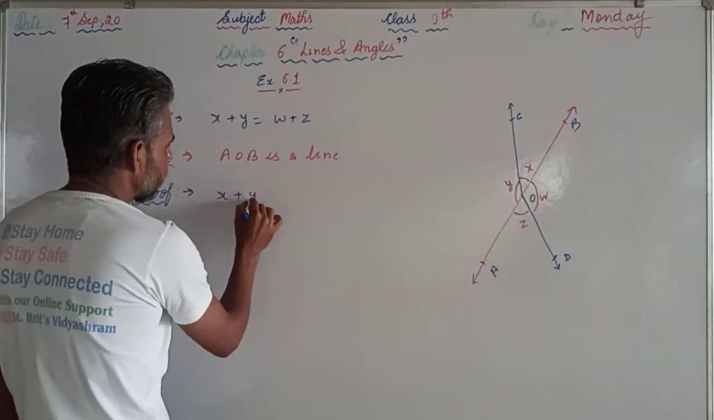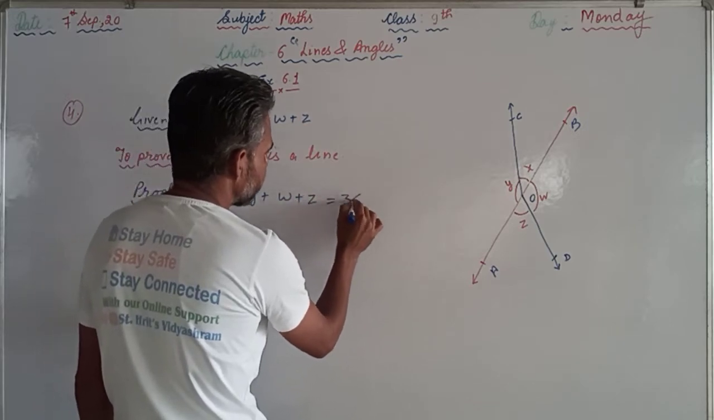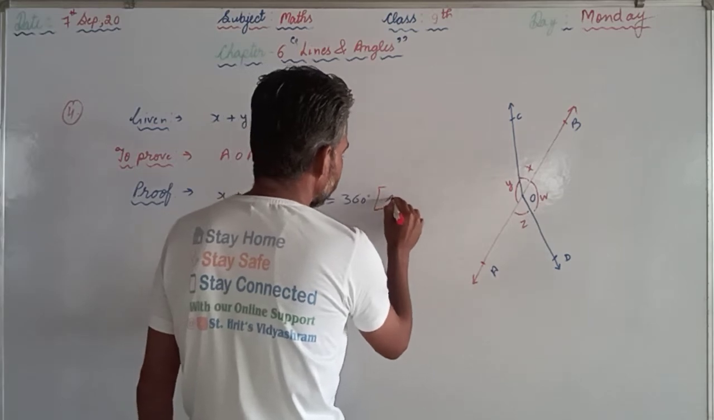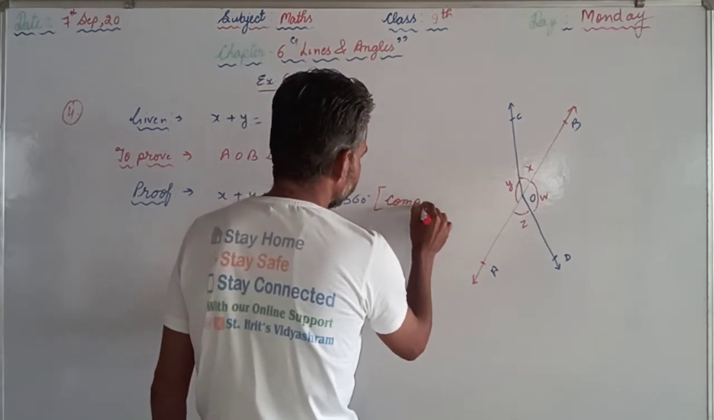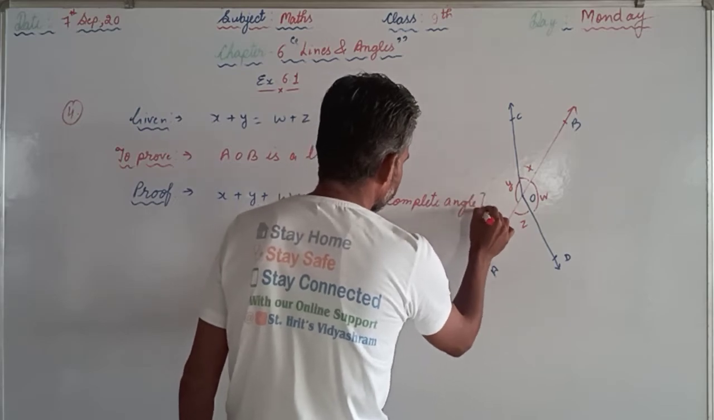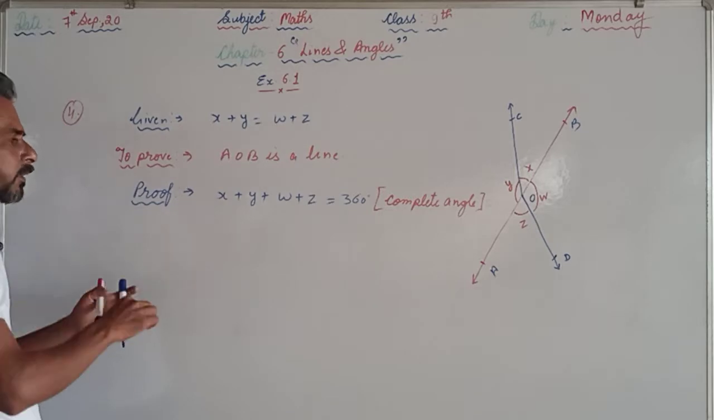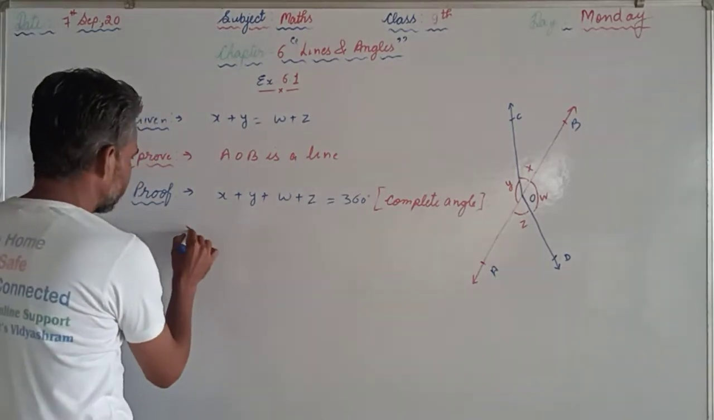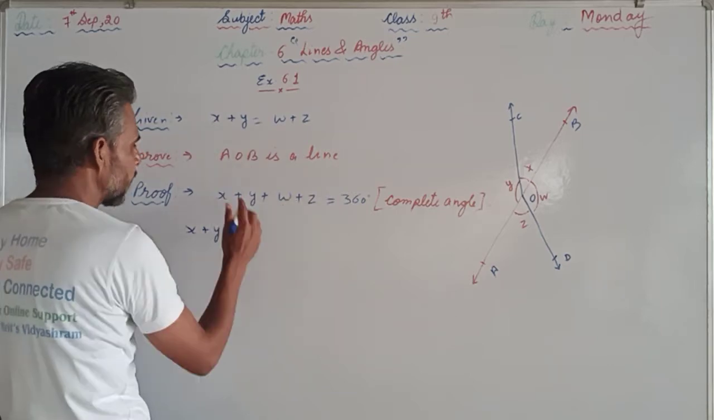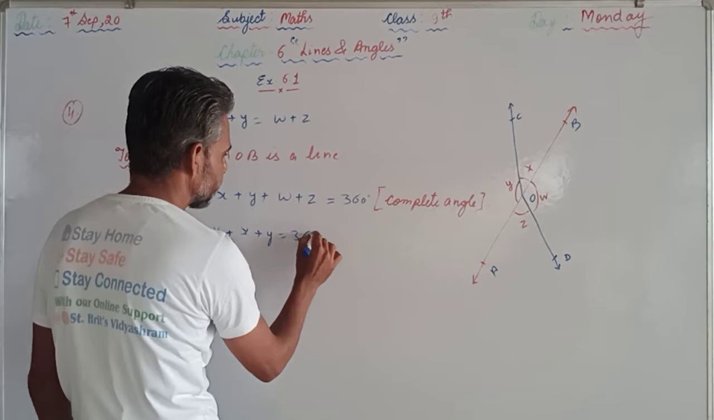X plus y plus w plus z is equal to 360 degrees. Why? That is a complete angle, because the complete angle is of 360 degrees. So x plus y, in place of w plus z we can write x plus y. X plus y is equal to 360 degrees.